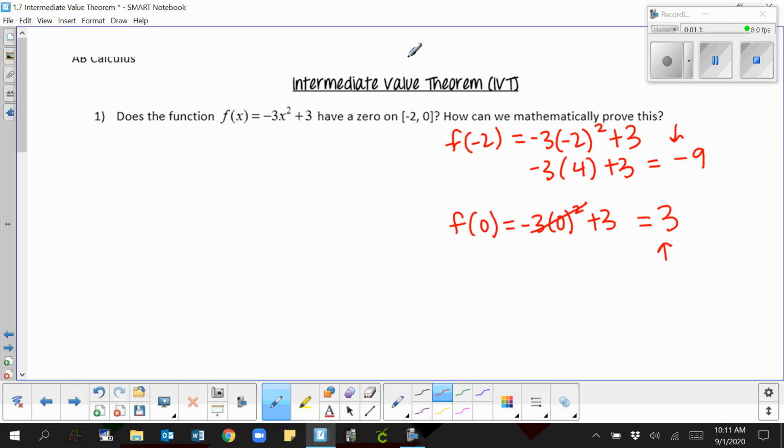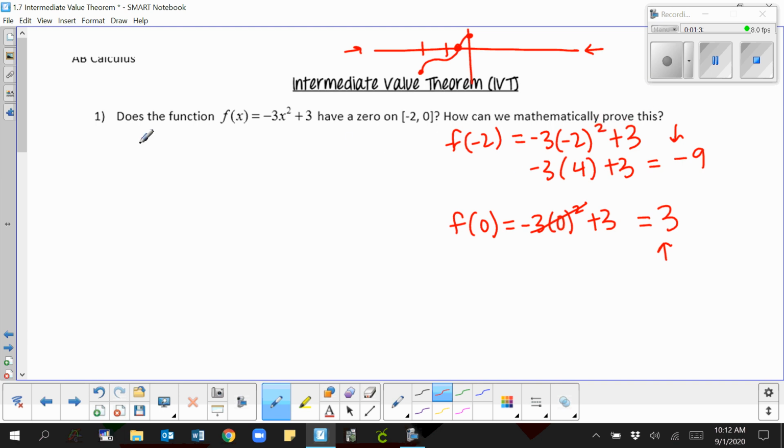So I can see that at negative 2, I have a negative number, and at 0, I have a positive number. So that means that at some point, if we're looking at our graph, at negative 2 right here, I've got a negative number. 0's got a positive number. So at some point in this interval, we had to have crossed the x-axis. So we have to have a 0 somewhere because we had to have crossed there.